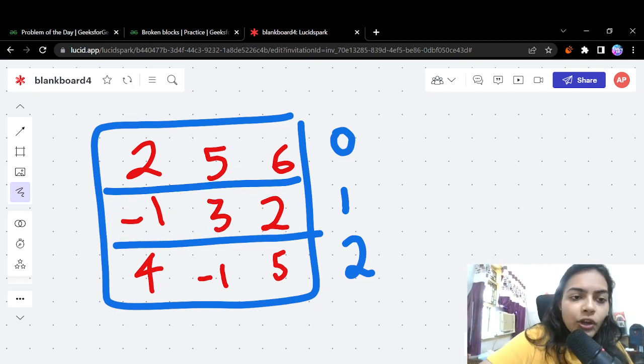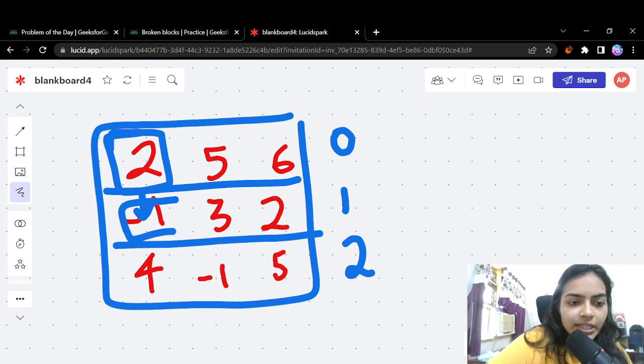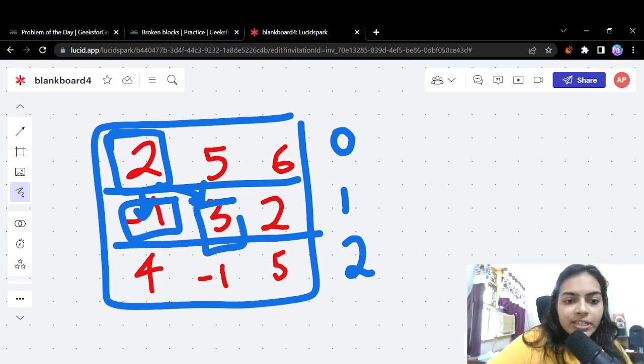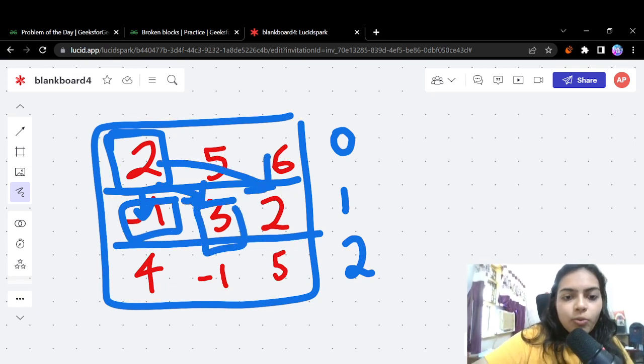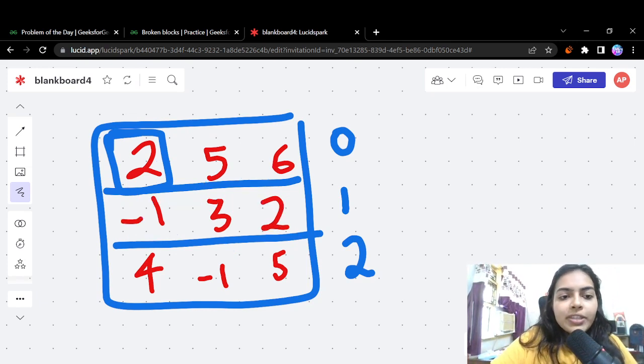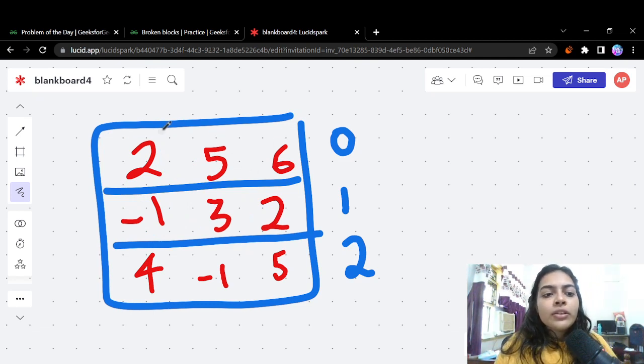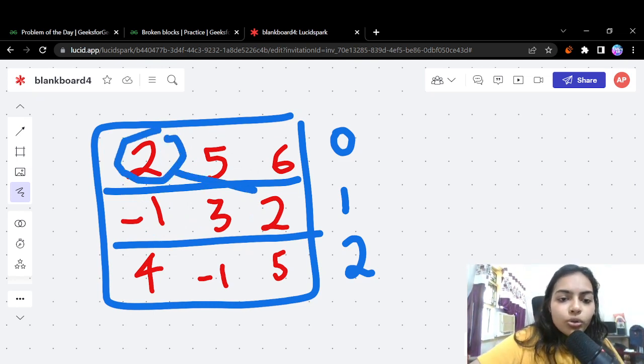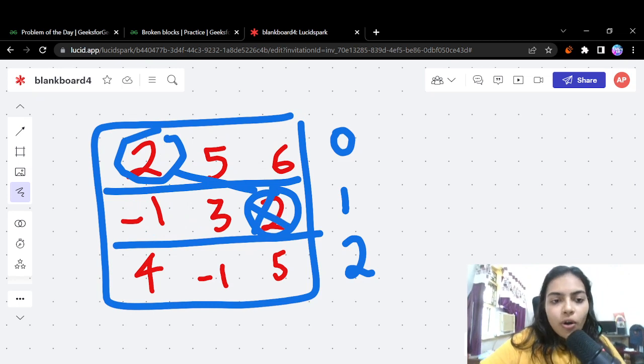But let's say you are at box 2. If you are at box 2, you can go to the box below, which is this box, or you can go to this box which is diagonally right, but you cannot go to this box. You cannot go to the box which is these many steps away. So this is the first rule of the game. From this 2 you cannot go to this box which is again 2.